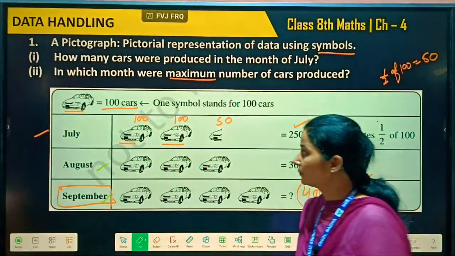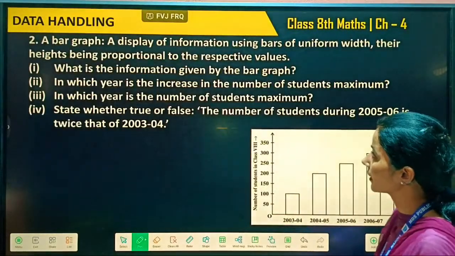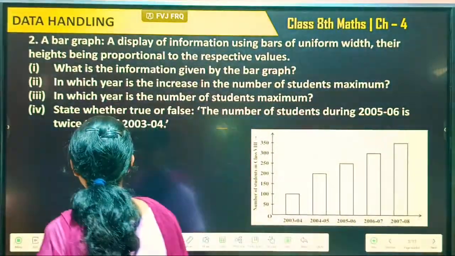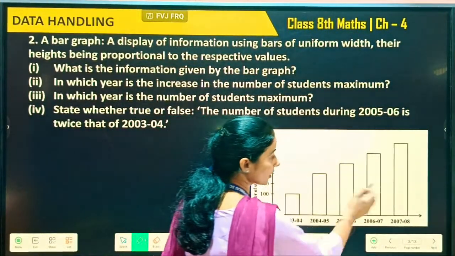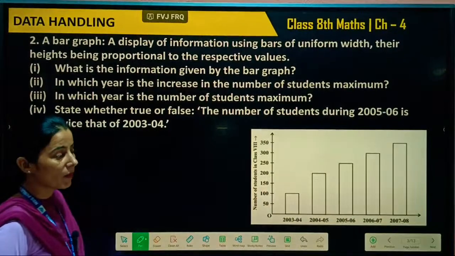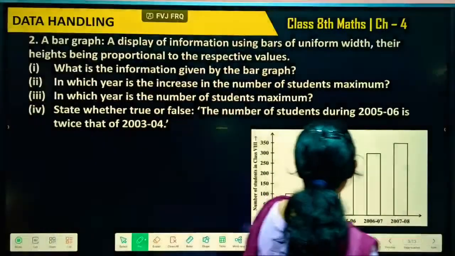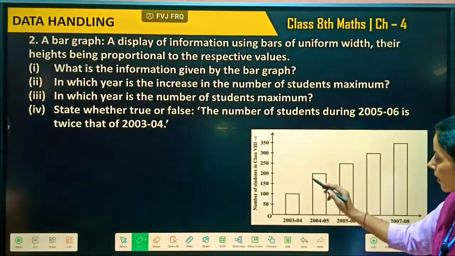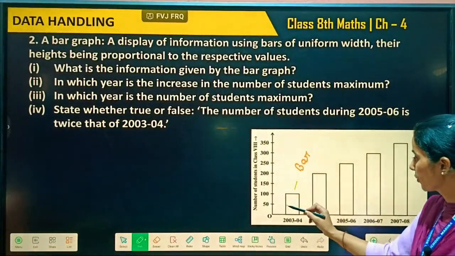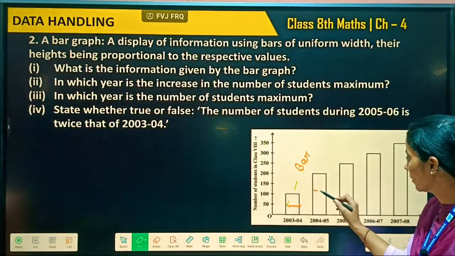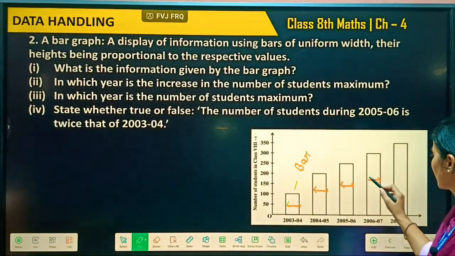Next is bar graph. What is bar graph? Bar graph displays the information in the form of bars of equal width. These are called bars, and these should be of equal width. Then it is a bar graph.